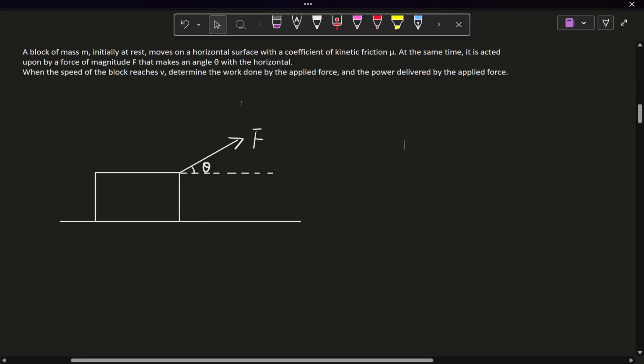A block of mass m, initially at rest, moves on a horizontal surface with a coefficient of kinetic friction mu. At the same time, it is acted upon by a force of magnitude F that makes an angle theta with the horizontal. When the speed of the block reaches v, determine the work done by the applied force and the power delivered by the applied force.